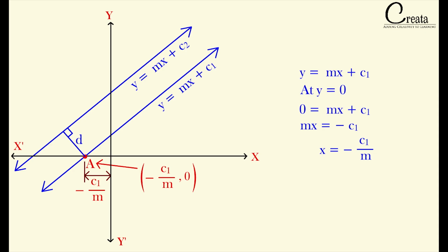Okay, what have we done? We have found the x-intercept. The x-intercept is a point where the line is crossing the x-axis, that is where the y-coordinate is 0. Okay, at the point A, that is at the x-intercept, our y will be 0.